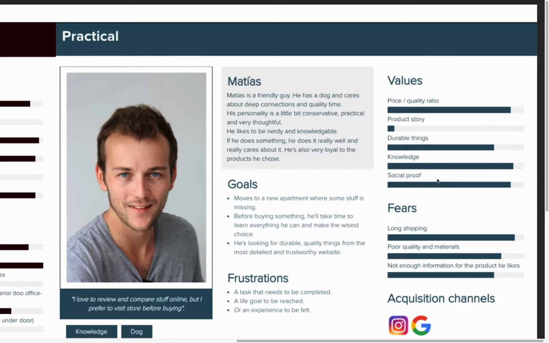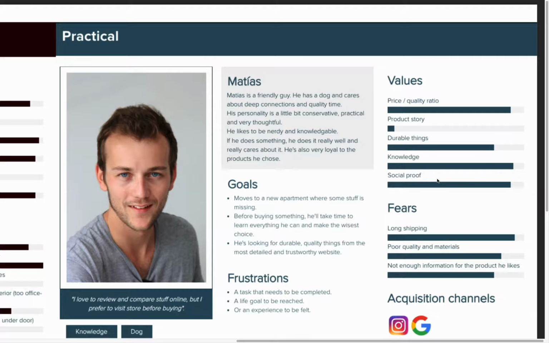So who is Matthias? Matthias is this friendly guy. He's a little bit of a family guy, right? He has a dog, he lives with a family, he has a wife. He really cares about deep connections and quality time. His personality is a little bit conservative. He's probably a bit older and more mature. He's a little bit more practical and a very thoughtful person. So he really cares about details.